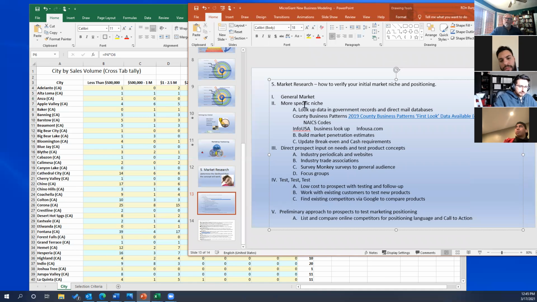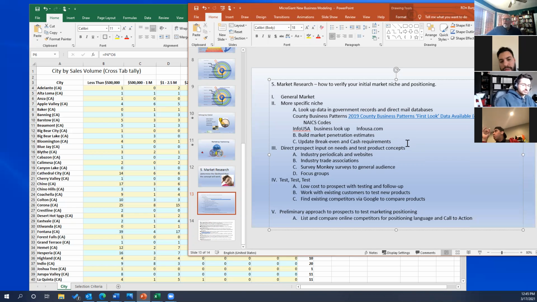So what we've done then is we've gone through this specific niche. We've looked at the break even and cash requirements again. And if we verified that, yes, this still looks like this can work, then we go into step 3, which is to take a look at the direct prospect input. Now, what that really is, is being able to test your product concepts.